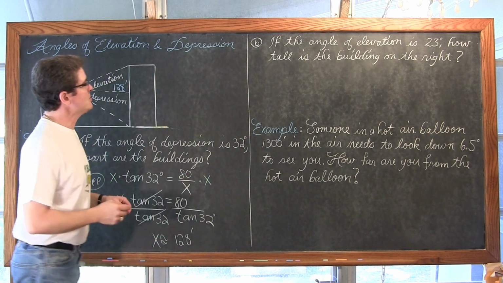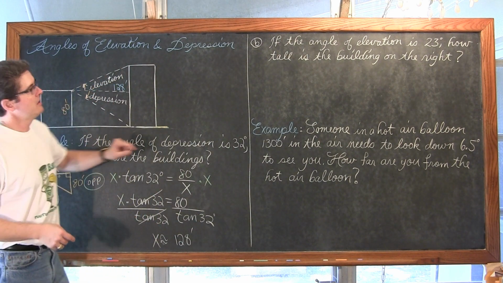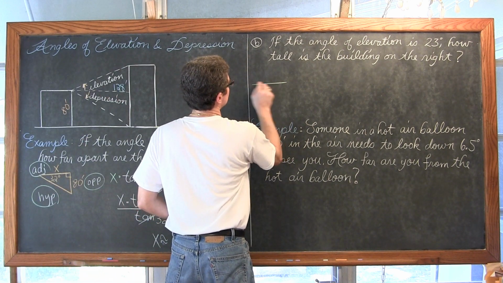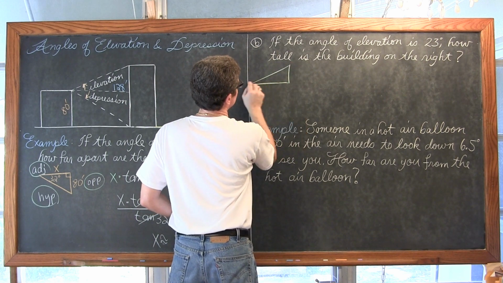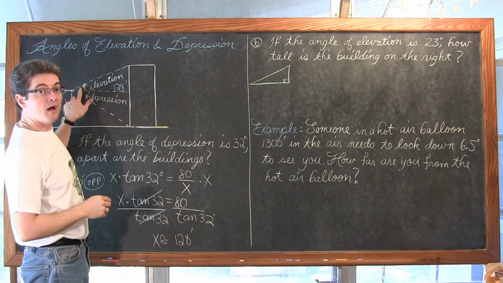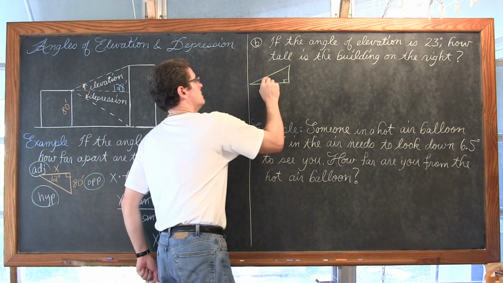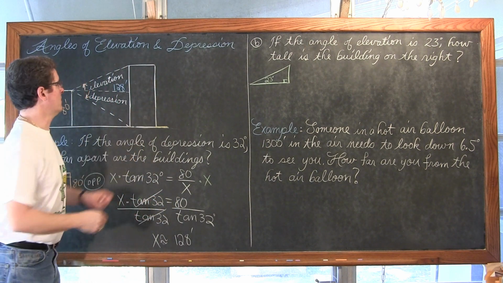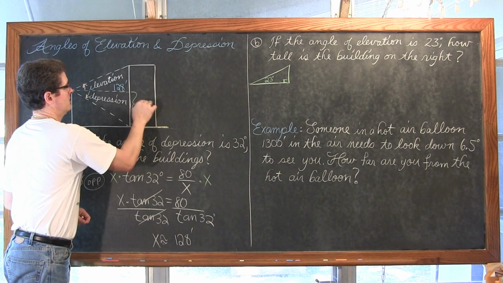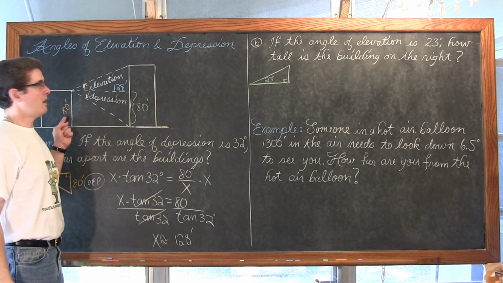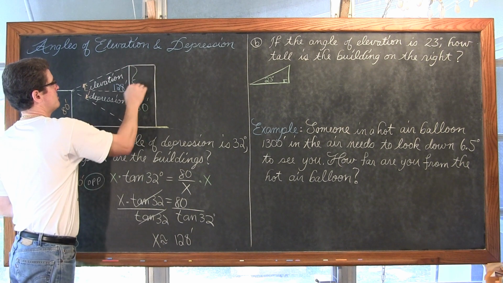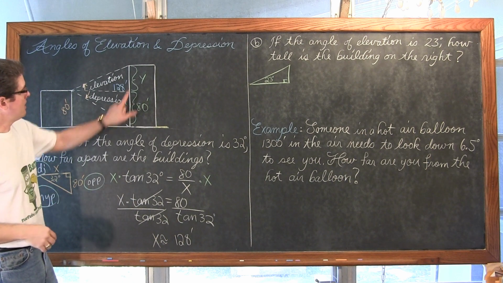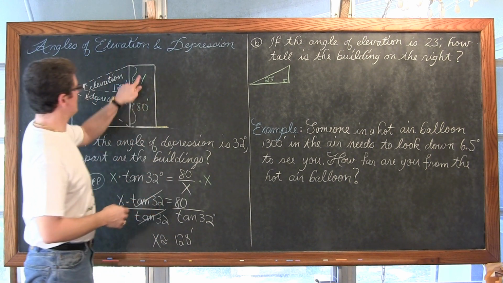Now coming over to part B, I'll start speeding up these examples. If the angle of elevation is 23 degrees, how tall is the building on the right? So now what I want to do is focus on the fact that we're looking up, and our angle of elevation is 23 degrees, and I want to find out how tall this building is on the right. Well, I already know that this length is 80 feet from over here. All I have to do is find out how tall this piece of the building is, and let's just call that y. I don't think I've used that variable yet.